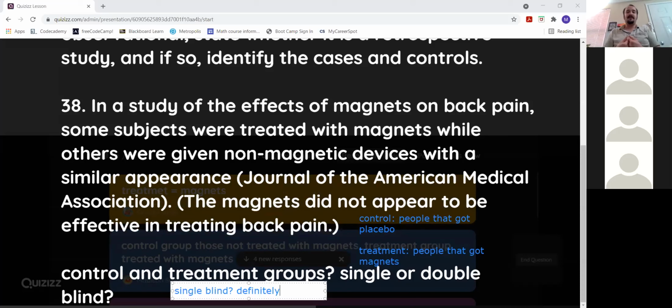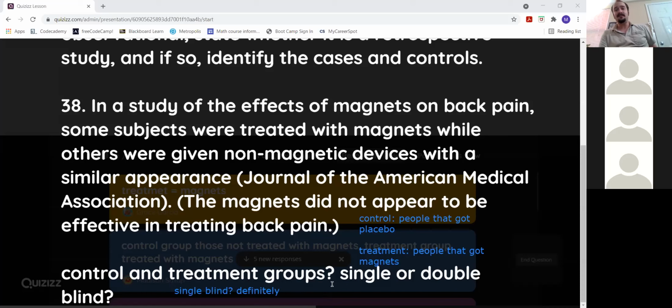Because if I tell the person being experimented on they're getting a placebo, they're probably expecting it not to work. If I tell them they're getting a magnet, they're probably going to expect it to work, right? And so you get this thing called the placebo effect. And so you don't want the placebo effect, or you want to account for it. So you're going to give these people a placebo and not tell them they're getting a placebo. You're going to give these people a magnet and not tell them they're getting a magnet. So that would be single blind.